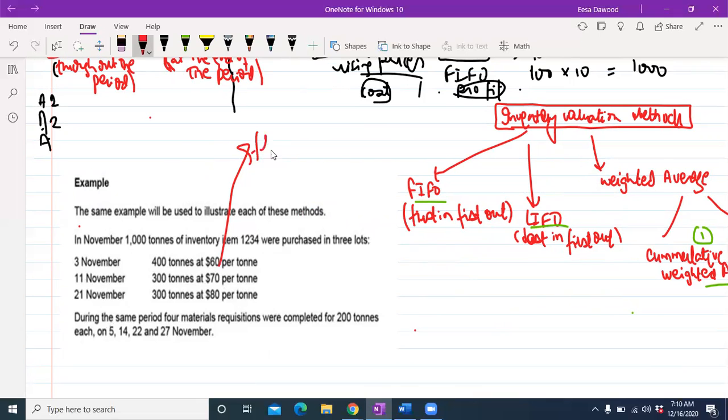So in case of fluctuation of prices, again, we have different methods, and all the methods we will talk about here, we are going to apply to this example. Okay, so how to solve it?